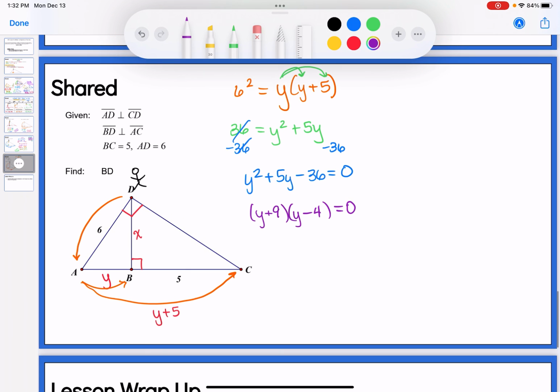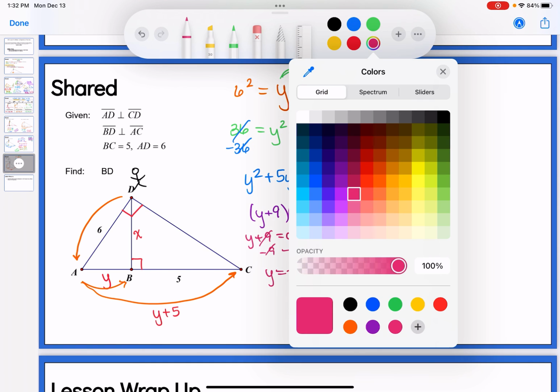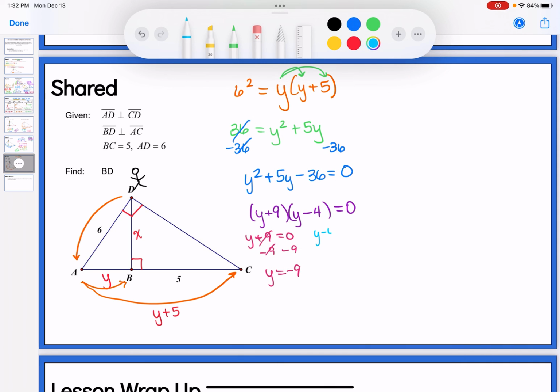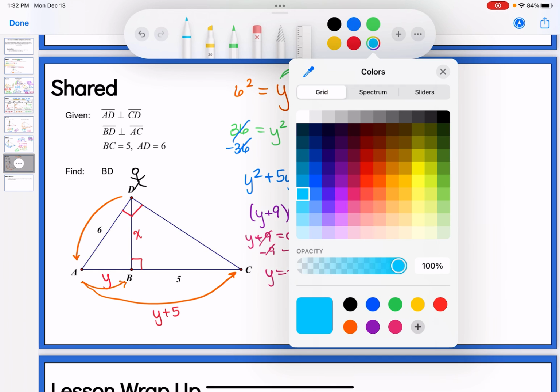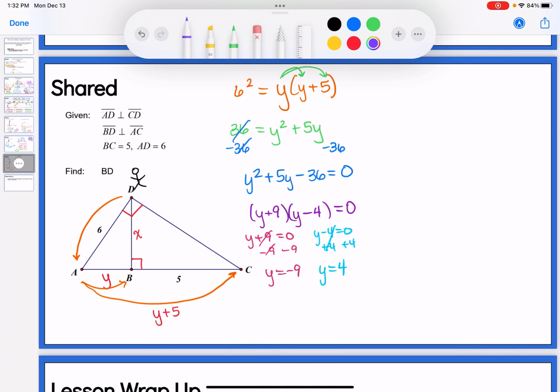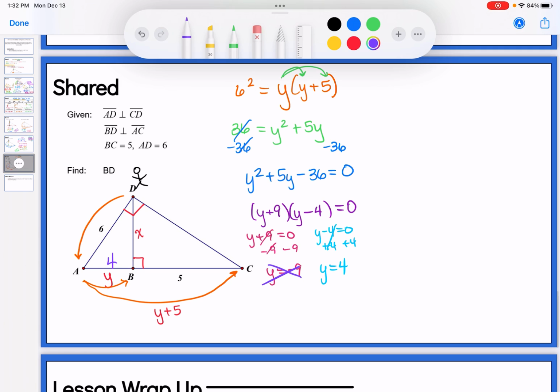That's perfectly fine. Okay. So now I take my 2 mini equations and set them each equal to 0. y plus 9 equals 0. Subtract 9 on both sides. So I get y equals negative 9. y minus 4 equals 0. Add 4 to both sides. So I get y equals 4. Check it out to see if both make sense. Ooh, y is an actual side length, so negative 9 is not going to make sense. So y must be 4.